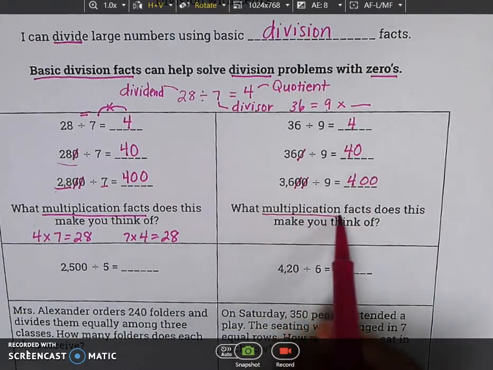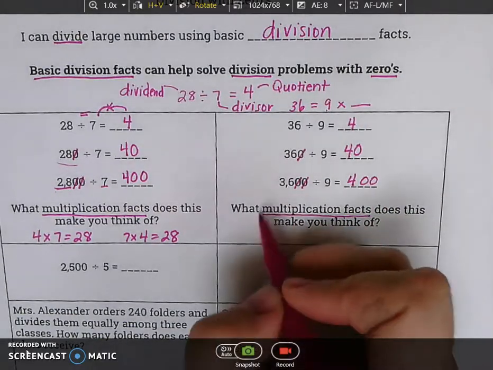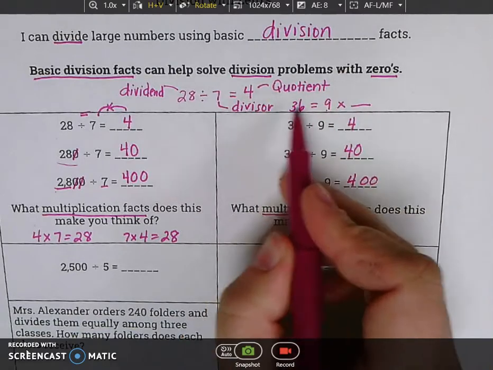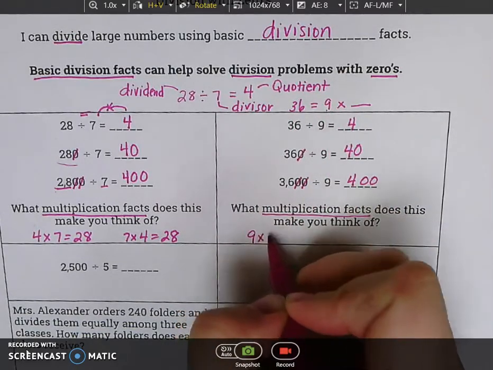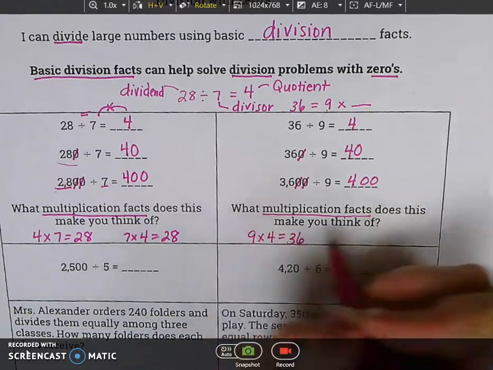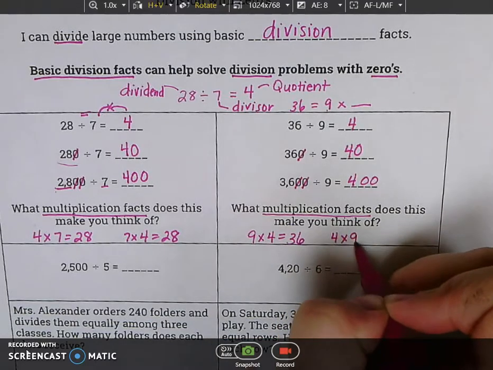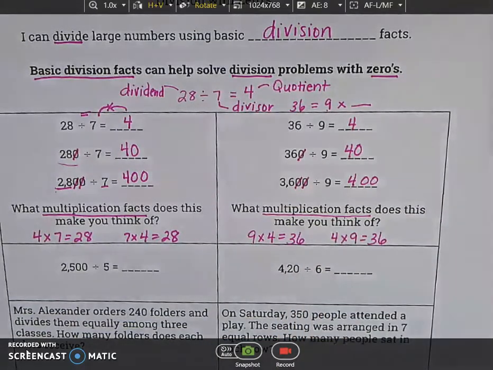So what multiplication facts does this make me think of? Well, right up here I started it. That would be 9 times 4 equals 36. Or we could say 4 times 9 equals 36.